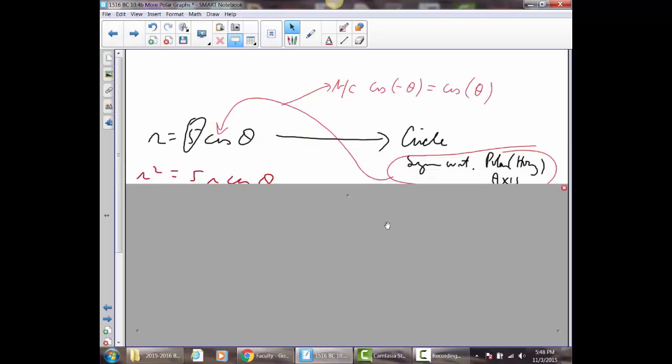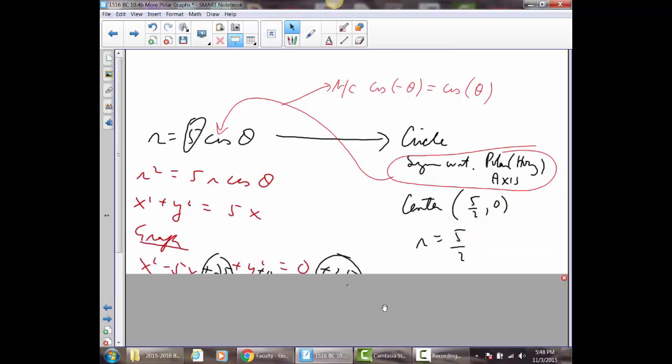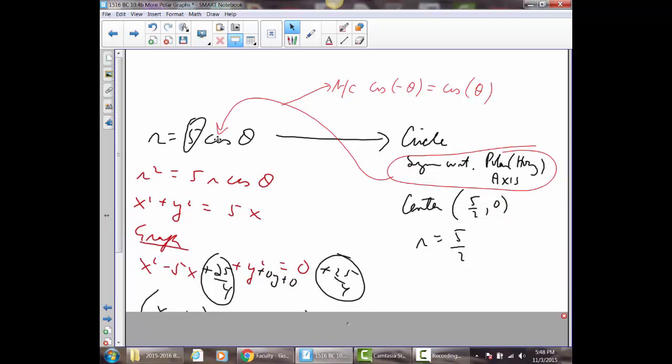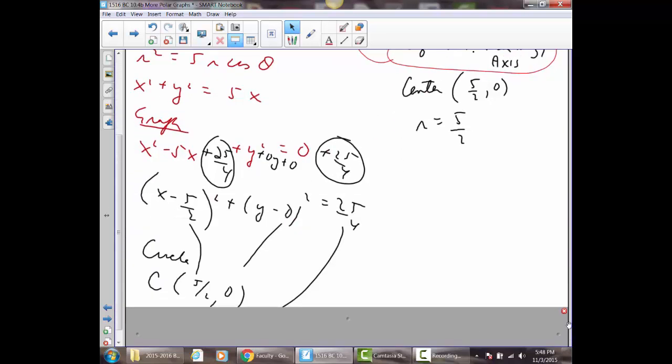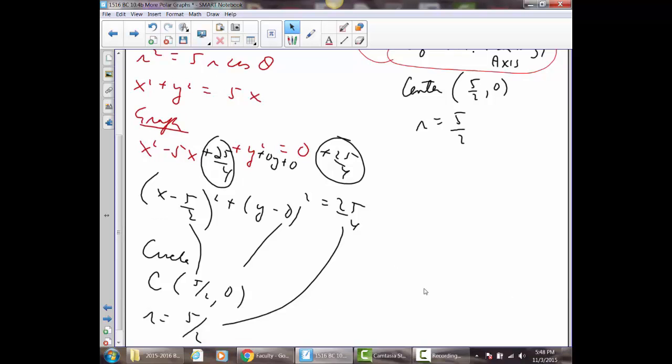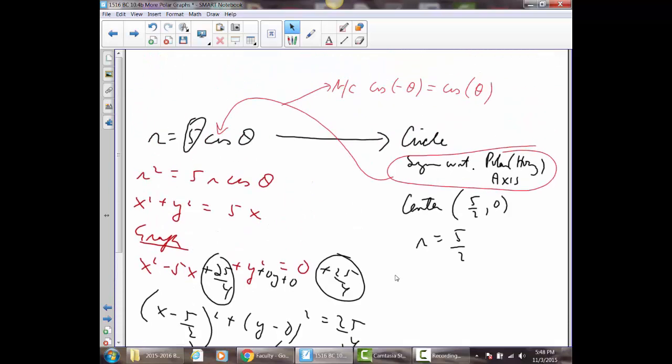Circles. Now r equals 5 cosine theta, again just to prove it to you, if you go through the whole procedure, multiply both sides by r, change it into rectangular, complete the square, you find out that you get a circle whose center is at (5/2, 0), and whose radius is 5/2. So it'll be a lot easier here to simply recognize that r equals, for example, a cosine theta will be a circle.